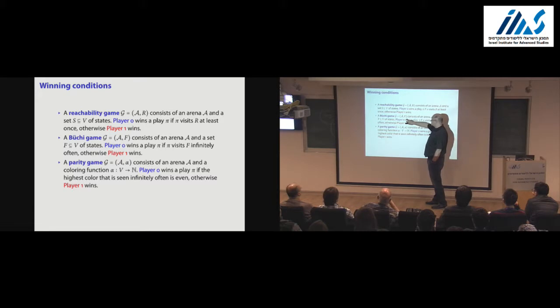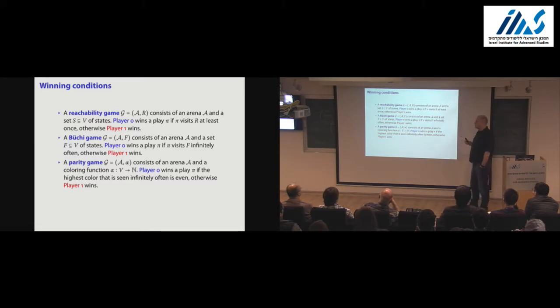Now, Büchi games have, as you would expect, again a set of states, and player 0 wins if that set of states is visited infinitely often. If it doesn't happen, then player 1 wins. And parity games are again a generalization where you have a coloring function. The coloring function maps every state to a natural number, and player 0 wins a play if the highest color that is seen infinitely often is even, otherwise player 1 wins. Right? So in the end, parity games are what we want.